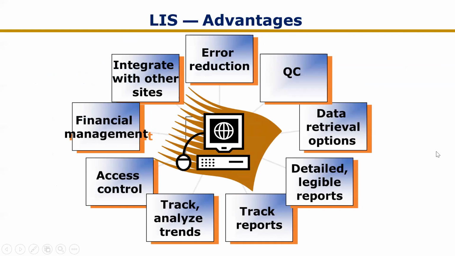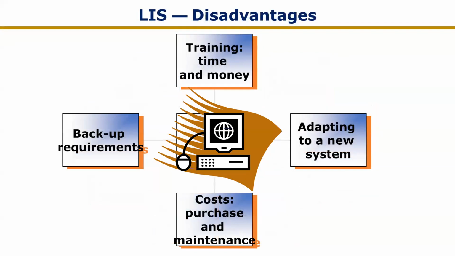All right, so what are the benefits of LIS? The advantages are obviously error reduction. You will have better management in QC, be able to easily retrieve data, and you will have detailed, legible reports with formatting flexibility, and be able to track your reports and analyze trends. You'll have analytics-based benefits, and you will have access control, financial management, and integration with other sites. So obviously the lab information system software has a lot of advantages, but it's not without challenges as well.